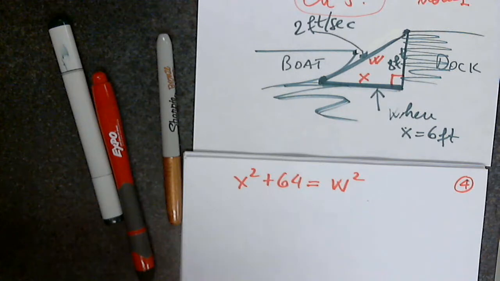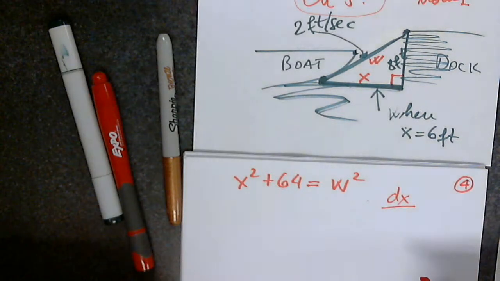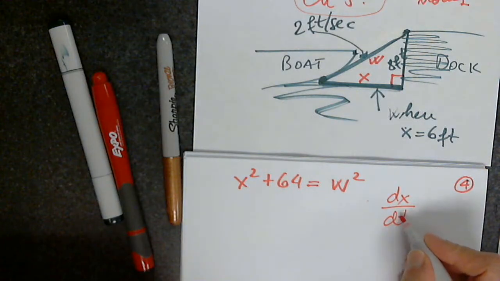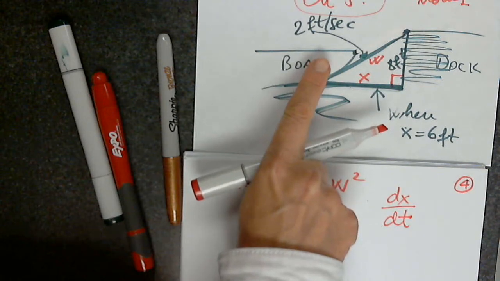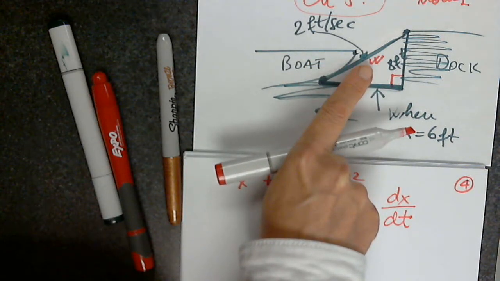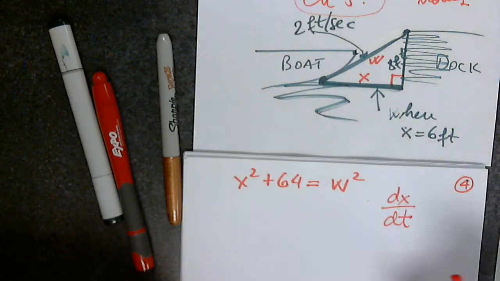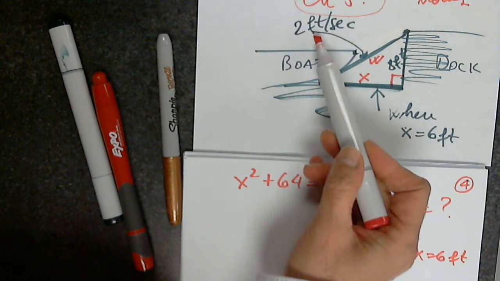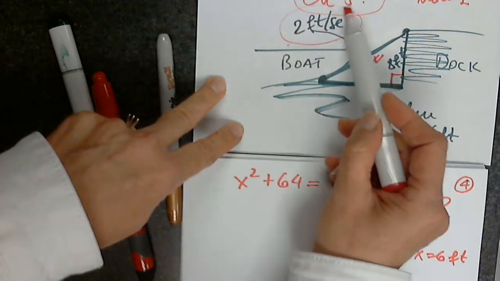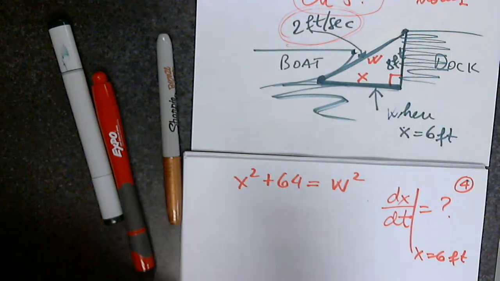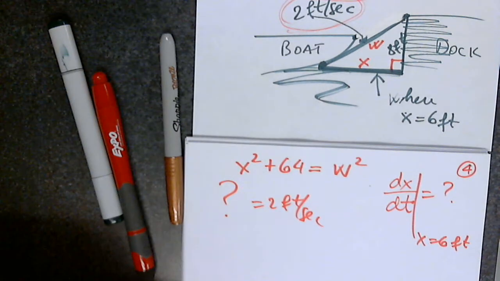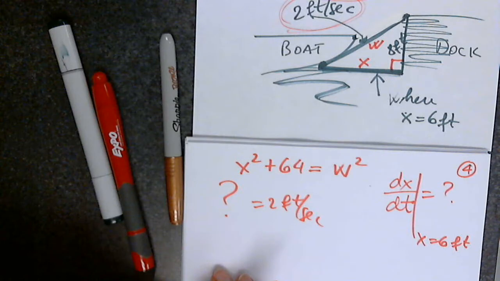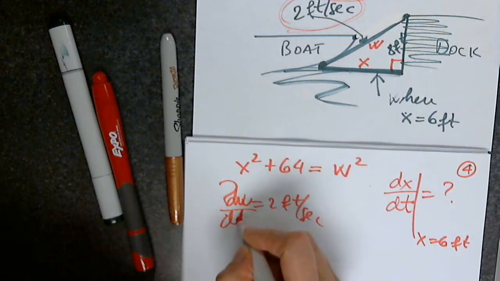The rate of change of x, so dx with respect to time, is in feet per second. What is given in the problem? Okay, so this is our question. When x equals 6 feet, what is given in the problem? What does this represent? Yes, of what? What does it represent? dw over dt. Very good.